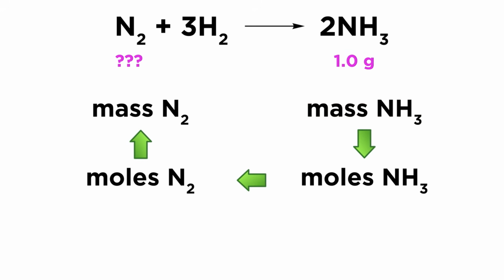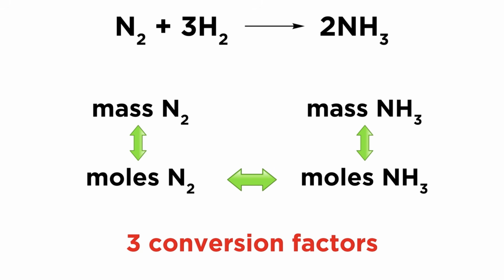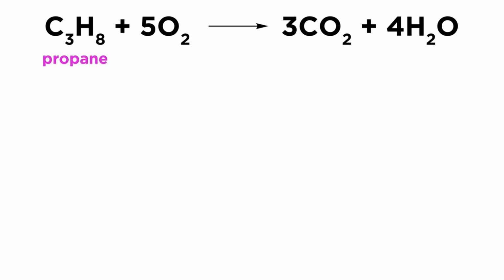This would work the same way in the other direction if asked how many grams of a reactant are required to produce a specific mass of product. In either case, we simply need 3 conversion factors to go from mass to moles of the other substance, back to grams. For example, say we are looking at this reaction involving the combustion of propane, or C3H8.